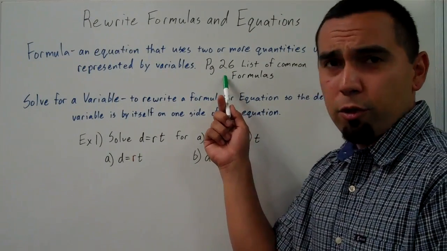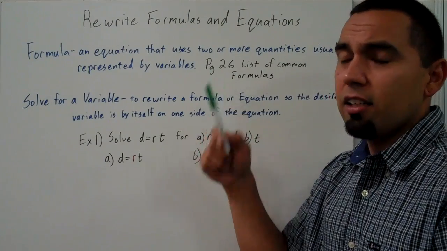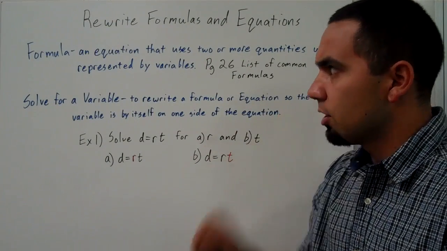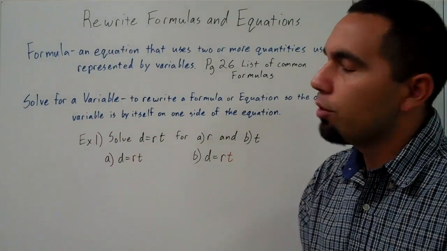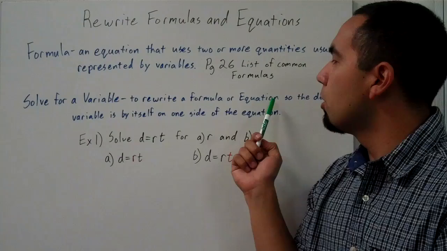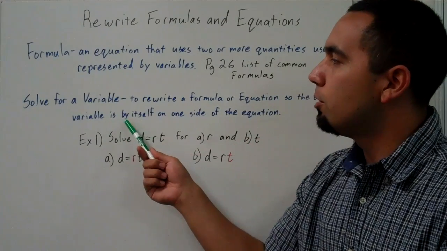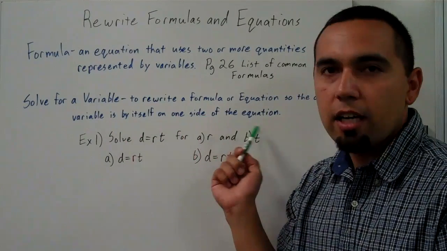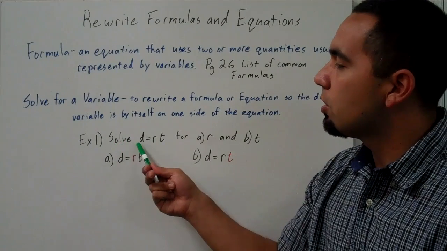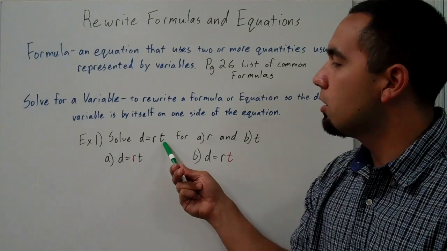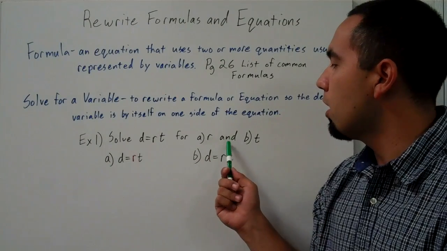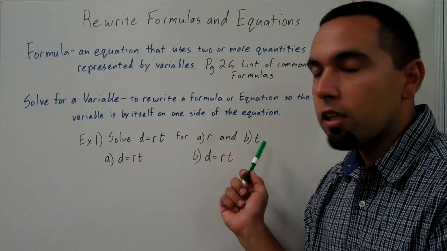So if you ever look at a formula and you're like, what does that mean? It lists out everything that you need for it. We also have solving for a variable. This simply is to rewrite a formula or equation so that the desired variable is by itself on one side of the equation. So if we look, example 1 says solve d equals r times t, first for r, and b, solve it for t.